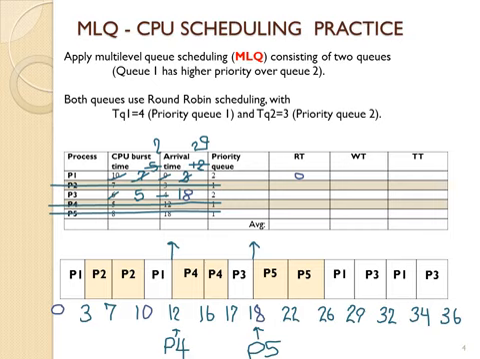So we will start with P1's response time. P1 arrived at time 0, and the first time it got on the CPU was time 0. P2 arrived at time 3 and got right on the CPU. P3 arrived at time 4 and had to wait until time 17 to first get on the CPU. P4 arrived at time 12 and got the CPU right away. P5 arrived at time 18 and got the CPU right away. We can calculate the average by adding them up and dividing by 5.